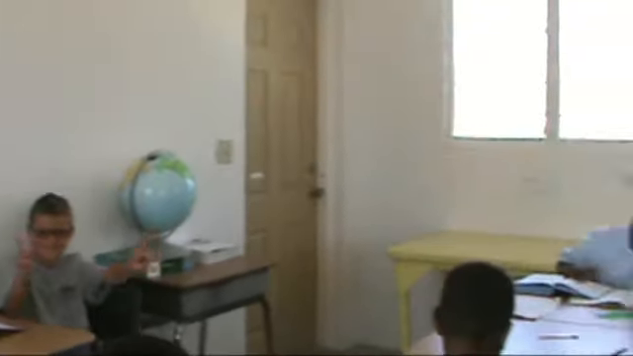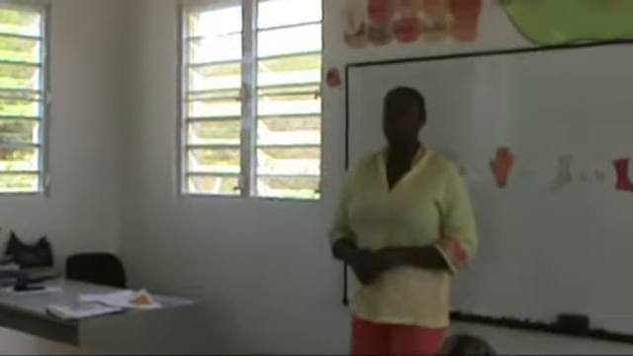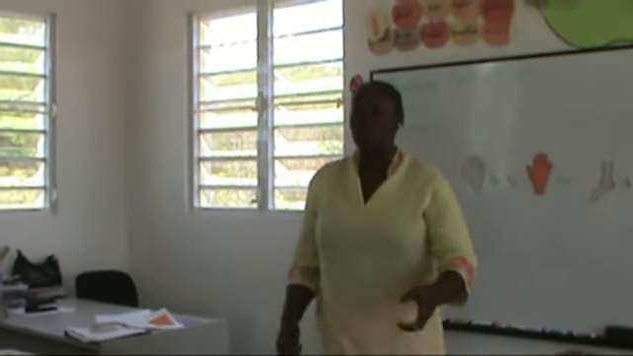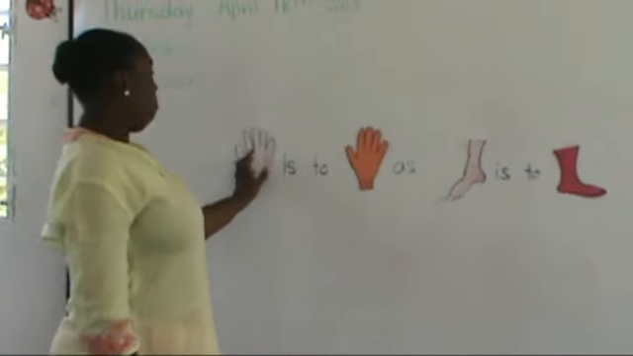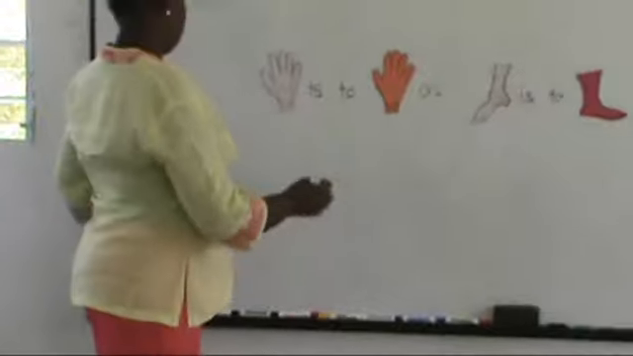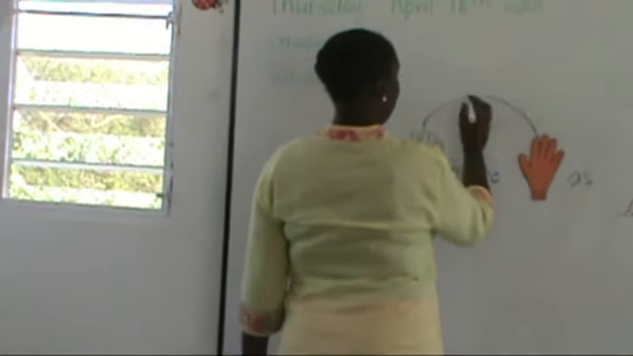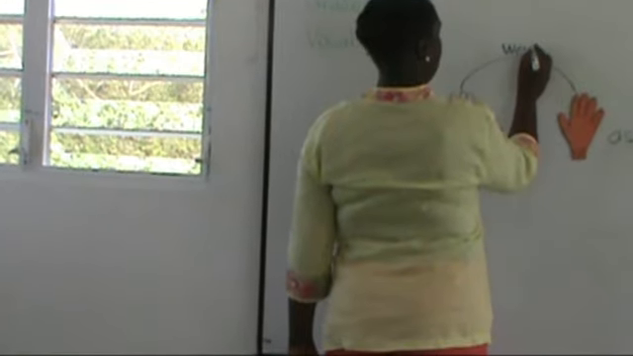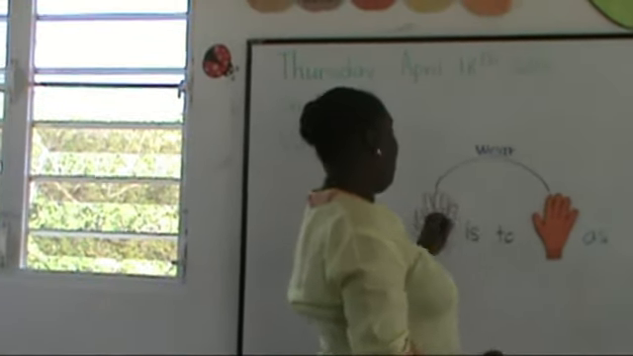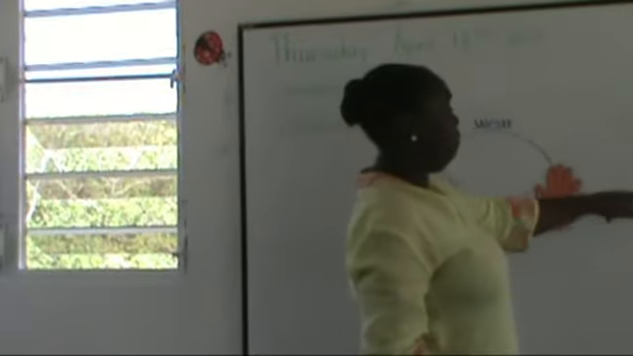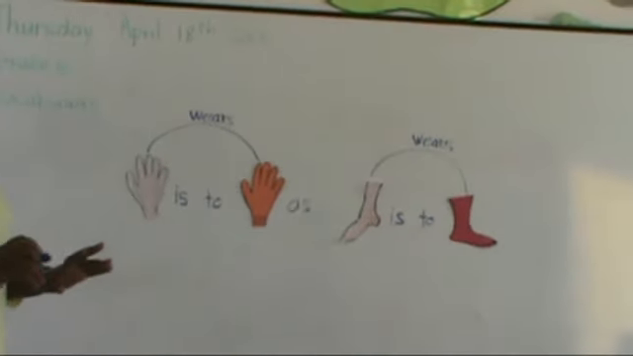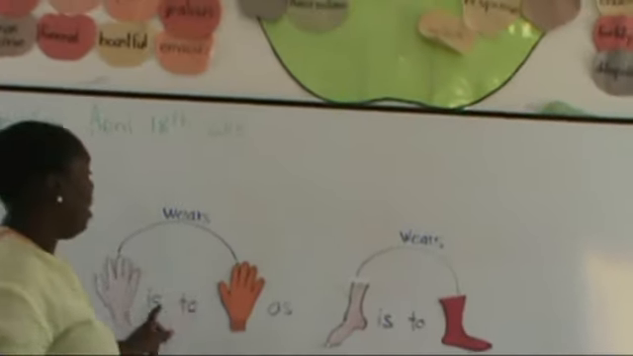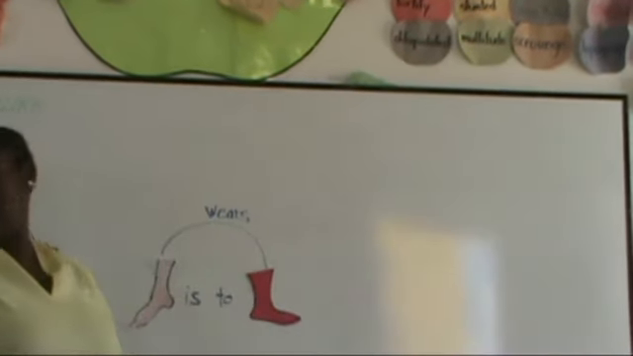Yes, very nice. So we are just recapping a little bit today. Nandi said in the same group. Brianna said in the same family, which means relationship. What relationship does hand have to glove? We wear a glove during winter, sometimes. The hands wear a glove as the foot wears a sock. So when you have an analogy, it's easier to work out this way. The hand wears the glove as the foot wears the sock.